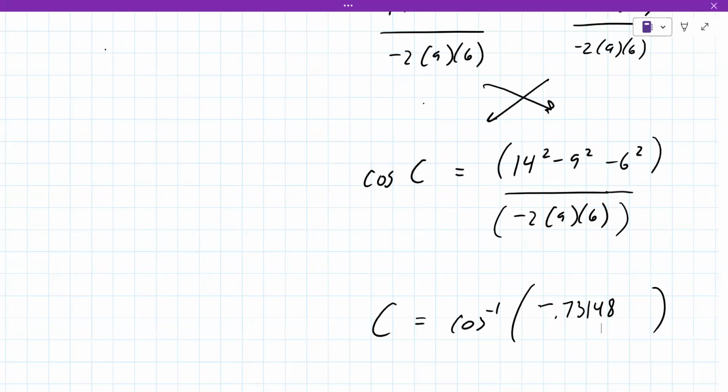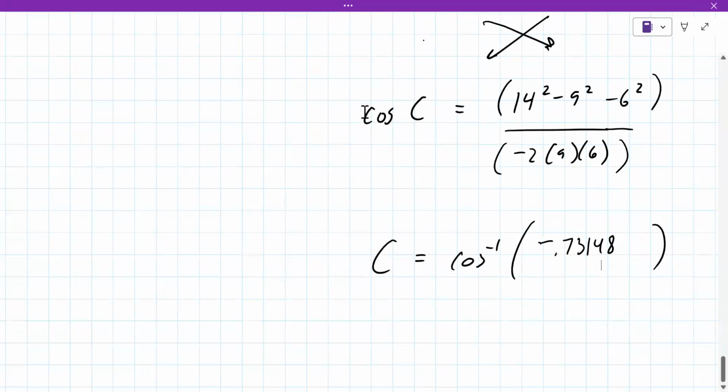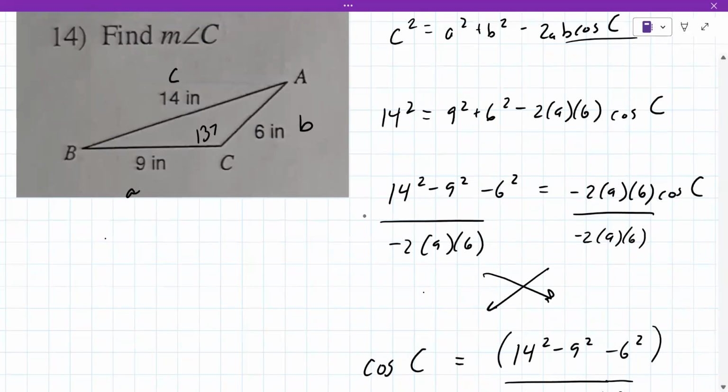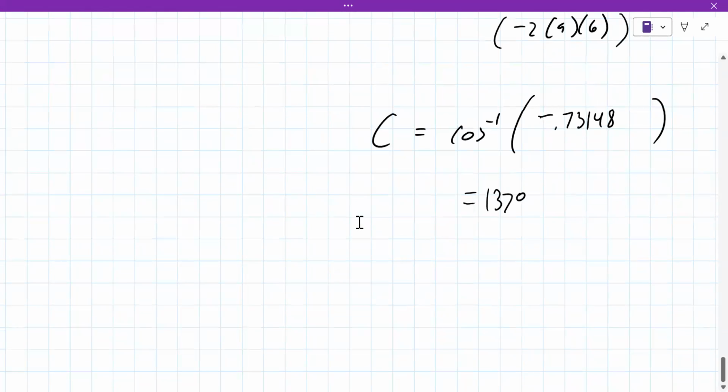And then you have to take the cosine inverse, and that gives you about 137 degrees. Yep. Make sure your mode is in degrees. And then negative, I don't know if you got the negative in there. It should be 137 degrees. Let me look. Oh, I forgot to put the negative.